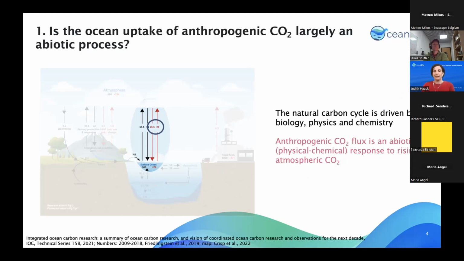So it's obviously clear that the natural carbon cycle is driven by many processes, including biology, physics, and chemistry. But the way it's defined really suggests that the anthropogenic CO2 flux is an abiotic response to rising atmospheric CO2. So that's the physical chemical response to the increasing gradient of the partial pressure of CO2 between ocean and atmosphere. That the ocean has no other chance other than taking up CO2 to work towards a chemical equilibrium.